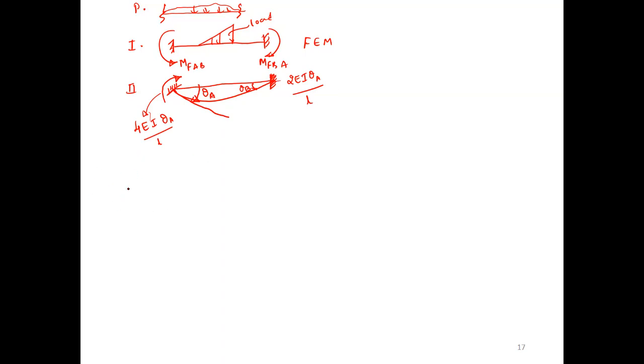Similarly, now in the third step, what I will do, I will fix this end and allow this joint to rotate. What happens? It will rotate like this.